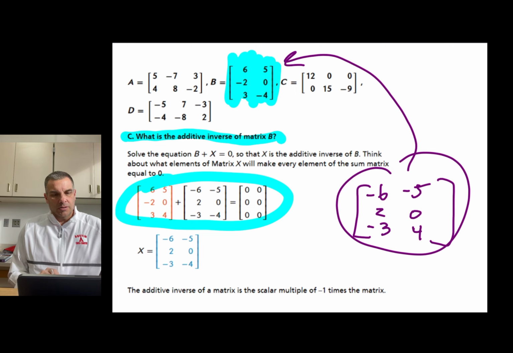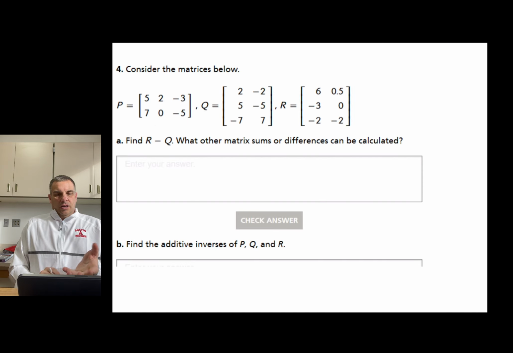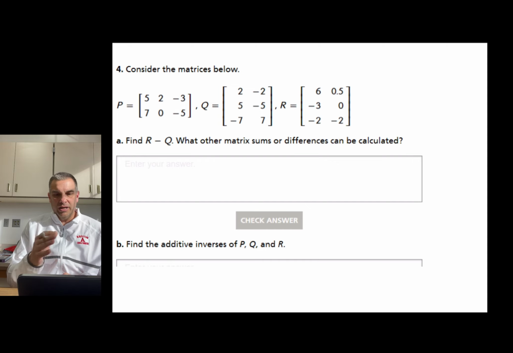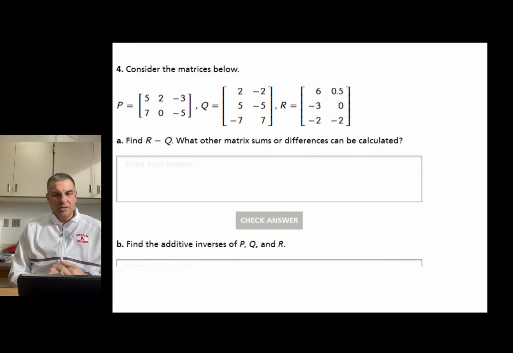Okay, so let's go ahead and look at a couple of examples, and we'll just do some of them. It says, find Q minus R, and then what other matrix sums or differences could be calculated. There's really nothing else we could do except for this subtraction, because we've got a 2 by 3, a 3 by 2, and a 3 by 2. So R minus Q, or we could go Q minus R, are the only ones we could do.